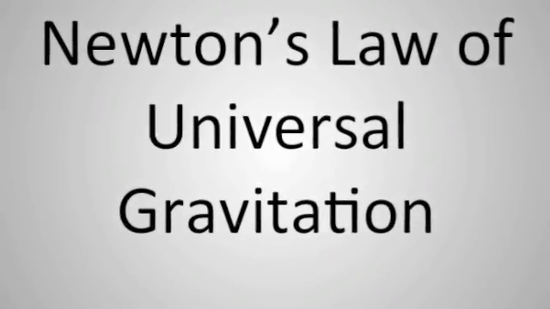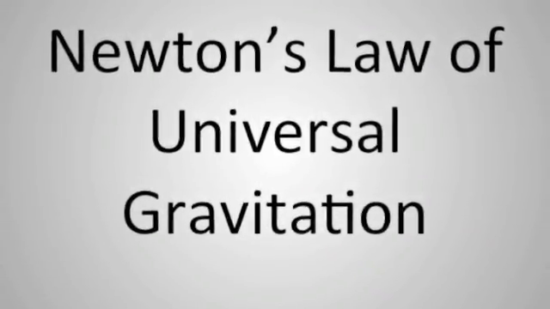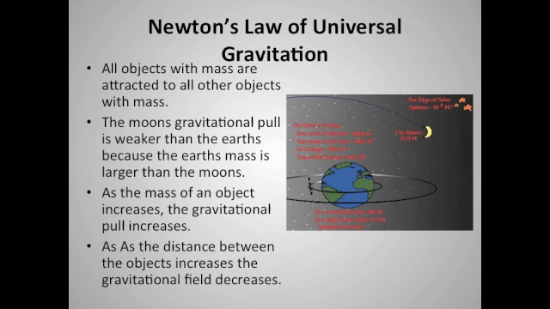Newton's law of universal gravitation. All objects with mass are attracted to all other objects with mass. The moon's gravitational pull is weaker than the Earth's because the Earth's mass is larger than the moon's mass. As the mass of an object increases, the gravitational pull increases. As the distance between the objects increases, the gravitational pull decreases.